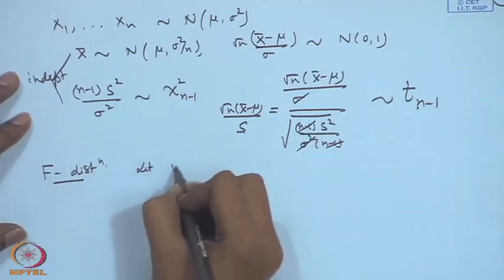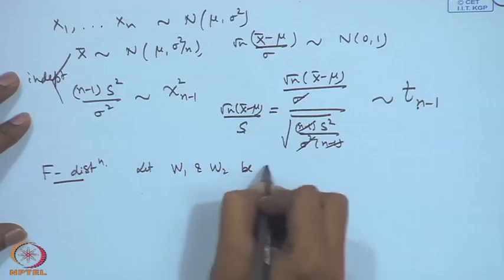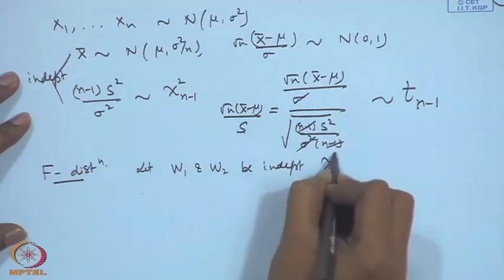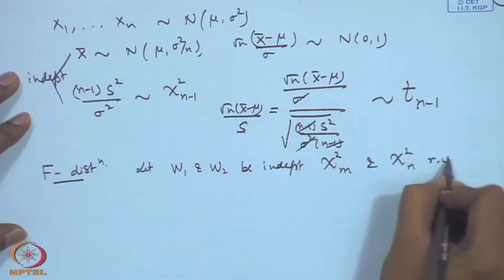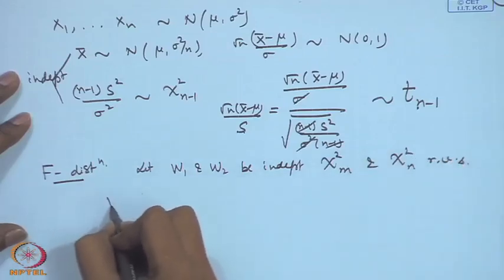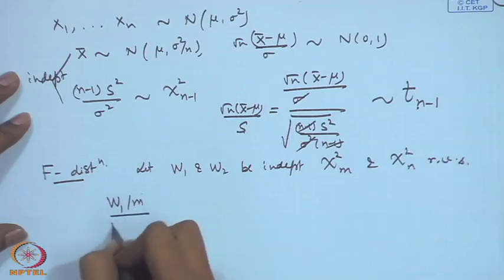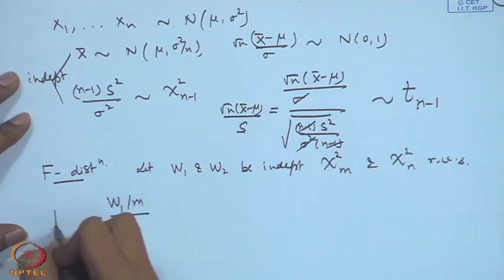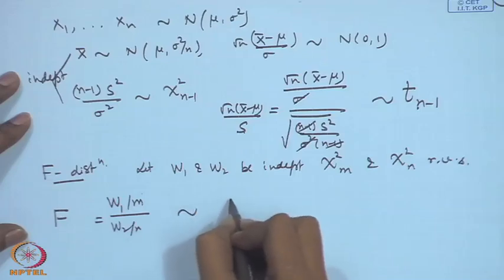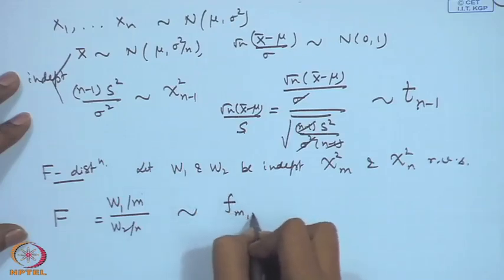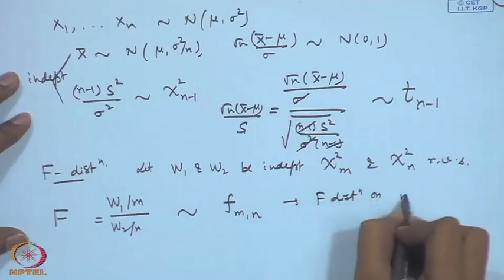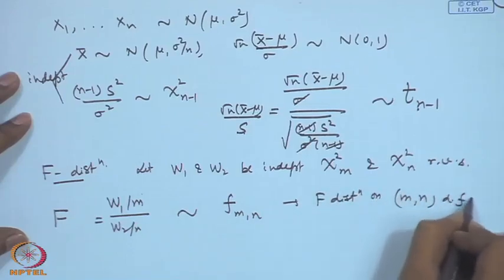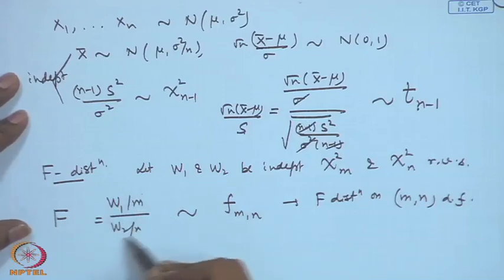Let us say W1 and W2 are independent chi square m and chi square n random variables. Then let us define W1 by m divided by W2 by n, let me call it F. Then this is said to follow F distribution on m, n degrees of freedom. That is, 1 degree of freedom is for the numerator chi square variable and 1 for the denominator chi square variable.